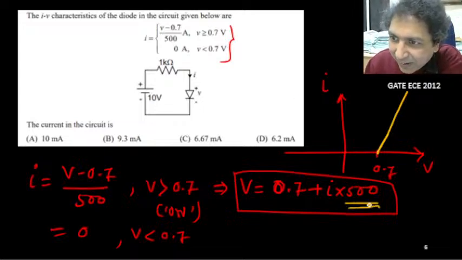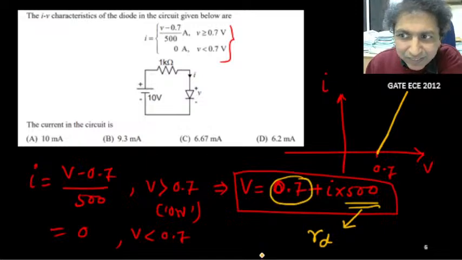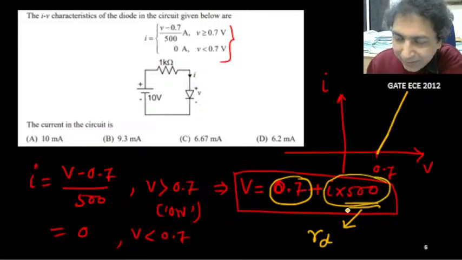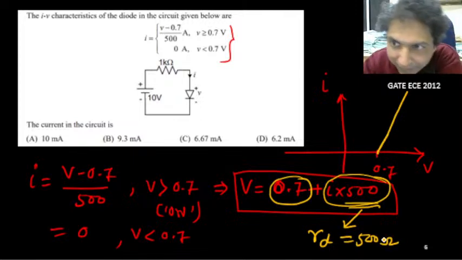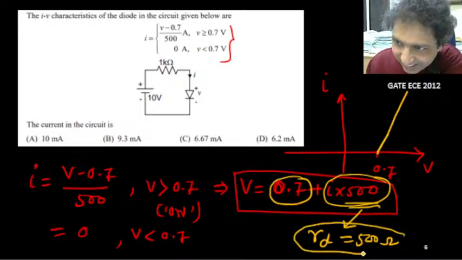So what is this? I can consider this 500 as a resistance RD, because this 0.7 is the constant, and beyond that RD is multiplied and you will get V equals 0.7 plus I into RD. So this is the potential, I into RD. So here RD equals 500 ohm. This implies that the diode has one resistance while it is on, and that resistance is not too high.